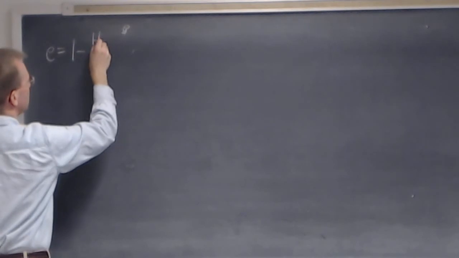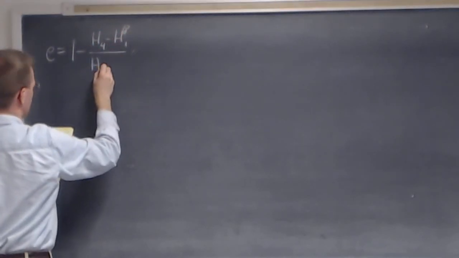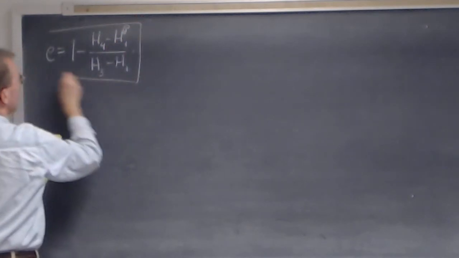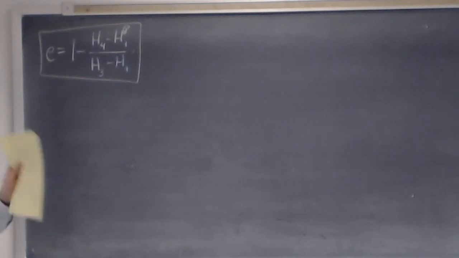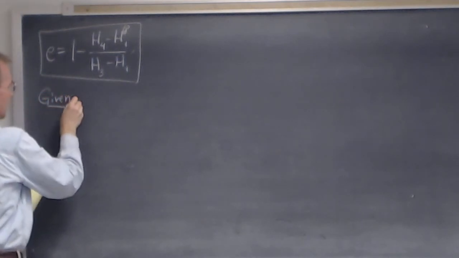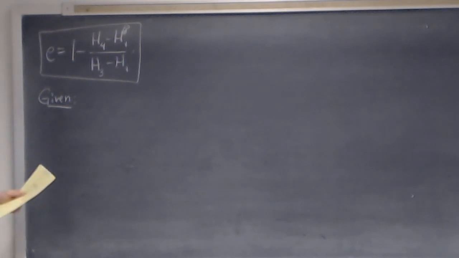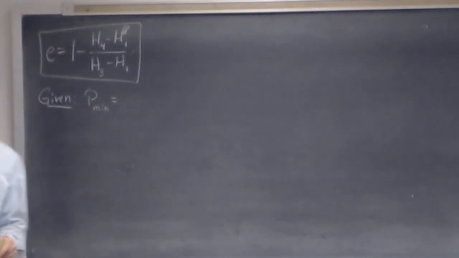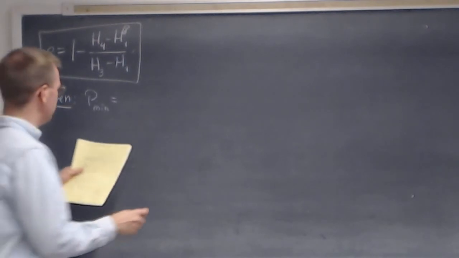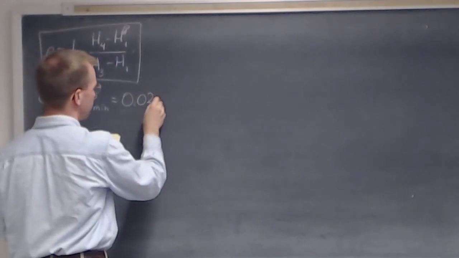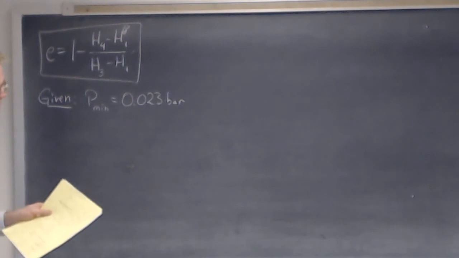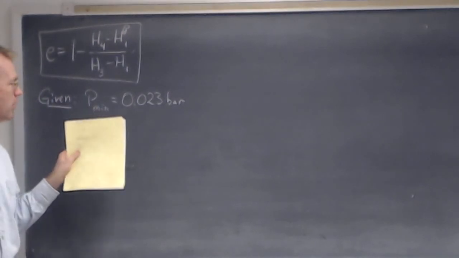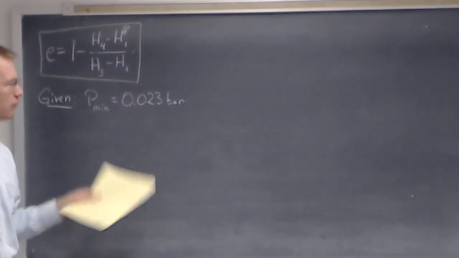Okay. So I'm going to rewrite our efficiency equation in terms of enthalpy. Let's take on an example here. I will use the one in the book. We need to know a few things first: the pressures used in this engine. The minimum pressure, when we've got steps 4 and 1 running through the condenser, we're going to use a low pressure of 0.023 bar. Remember that 1 bar is close to normal atmospheric pressure. So this is very low pressure here.